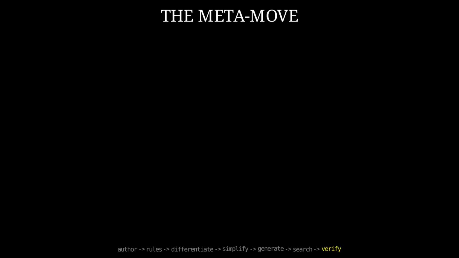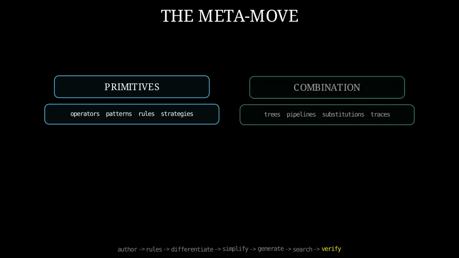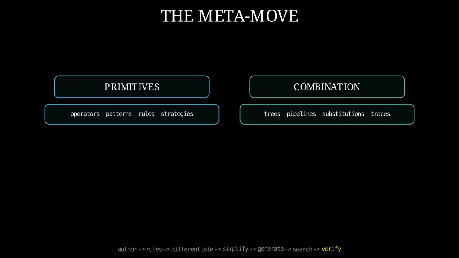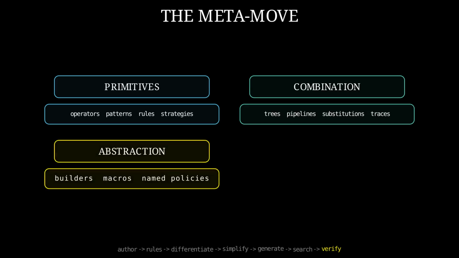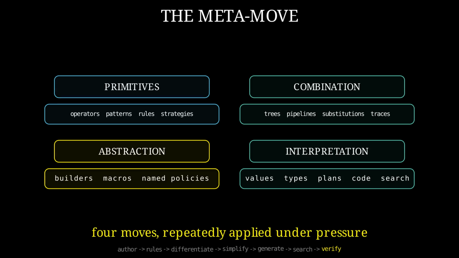Look back at what made the system grow. Primitives named the domain operations. Combination connected them into trees and pipelines. Abstraction turned recurring structures into builders, macros, rules, and strategies. Interpretation gave the same data values, types, explanations, target programs, costs, and search behavior. These are not 4 chapters to memorize. They are 4 moves we kept applying under pressure.